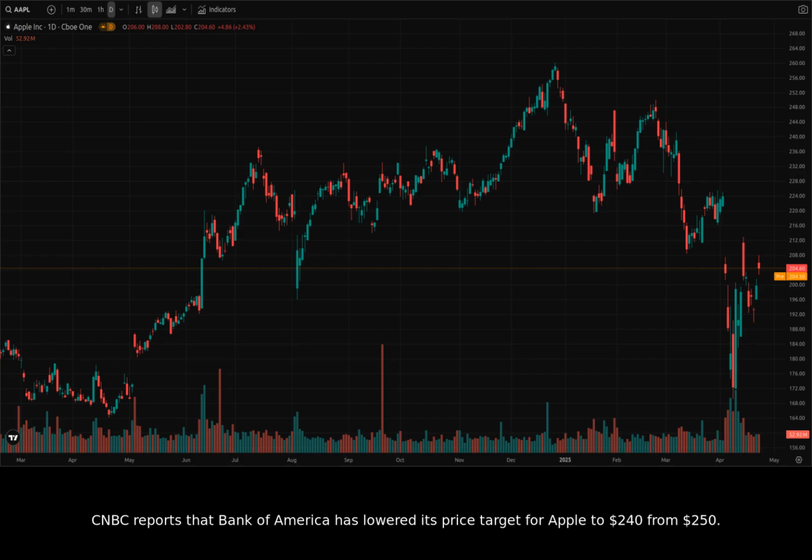CNBC reports that Bank of America has lowered its price target for Apple to $240 from $250. However, Wedbush's Dan Ives remains bullish on the stock for the long term, even after cutting Apple's price target. Yahoo Finance also reported the EU fined Apple €500 million over App Store restrictions. Forbes predicts Apple could reach $1,000 by 2030, contingent on new growth vectors and category expansion.